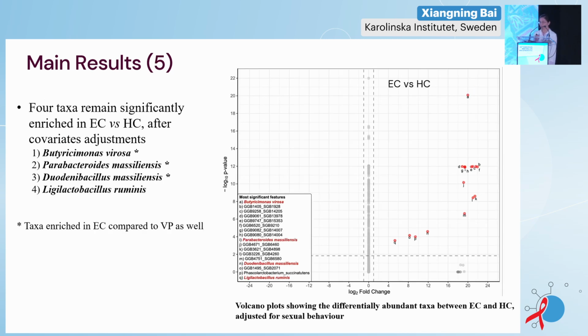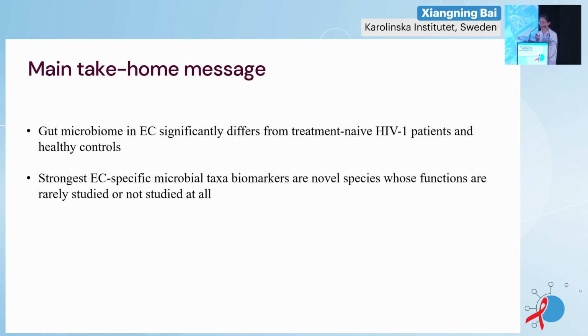And also comparing the elite control and the HIV negative control, we also observed 4 significantly enriched taxa in the elite control. I also want to highlight that the top 3 that I highlight here are enriched in EC as compared to both patient and the healthy control. So the main take-home message is that the gut microbiome in elite control is significantly different from the patient and also the HIV negative control.